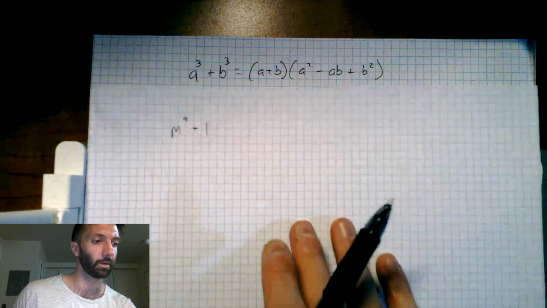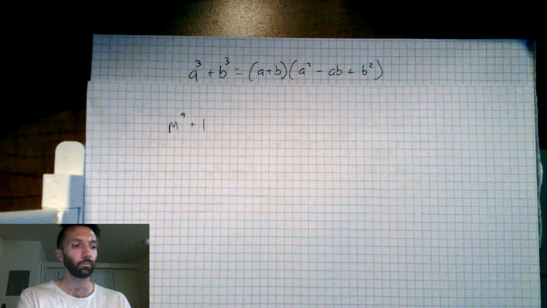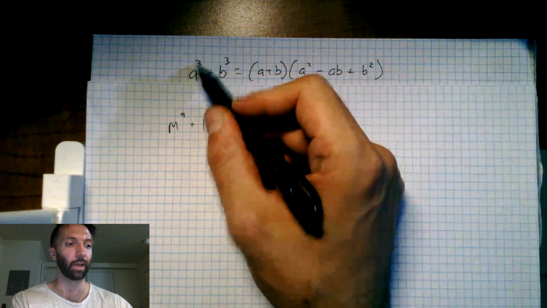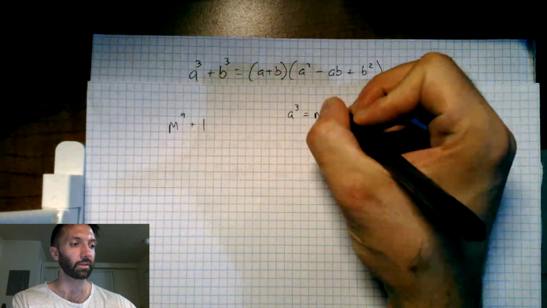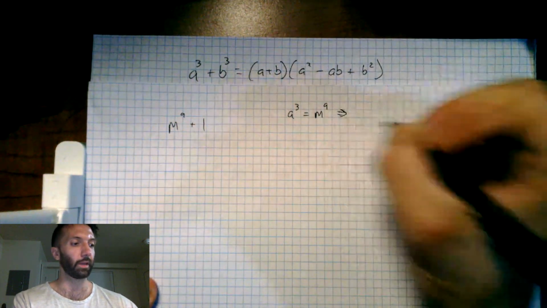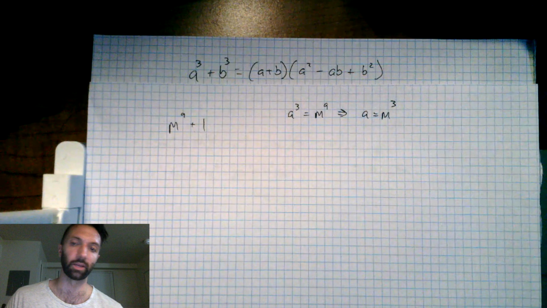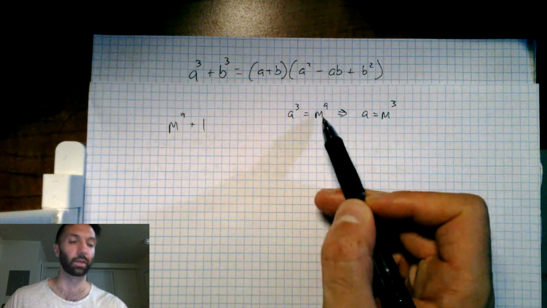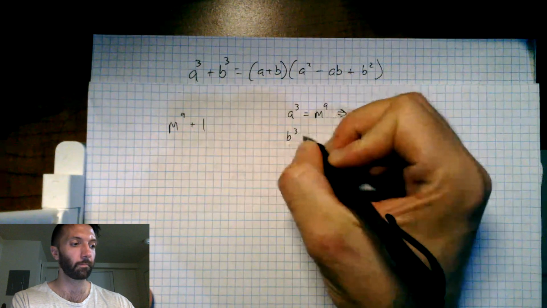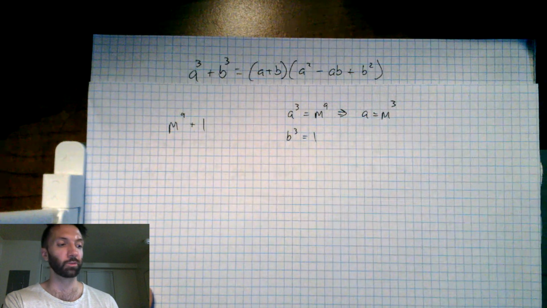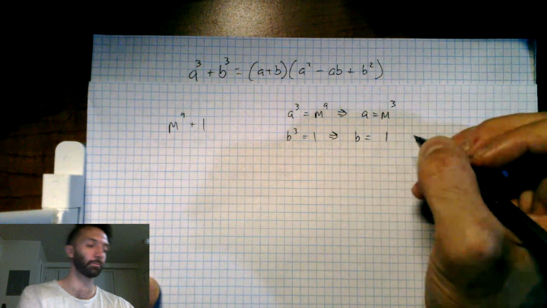Okay, so we'll do one more here. m to the 9th plus 1. So we will figure out what a and b are. So a to the third is m to the ninth in this case, and that would make a m to the third, because m to the third times m to the third times m to the third equals m to the ninth. And then b to the third is just going to be 1. And 1 is a perfect cube, because remember 1 times 1 times 1 is 1. So the cube root of 1 is simply 1.